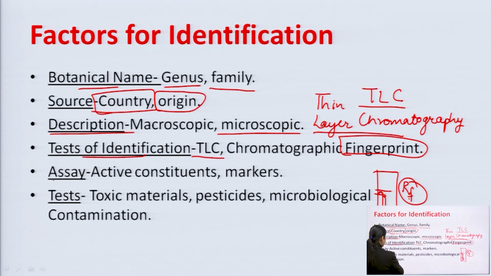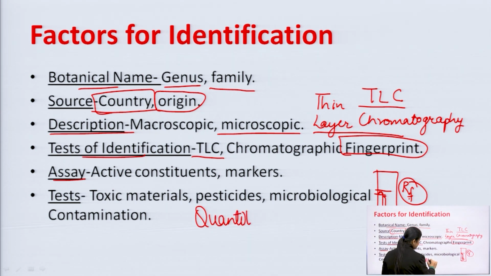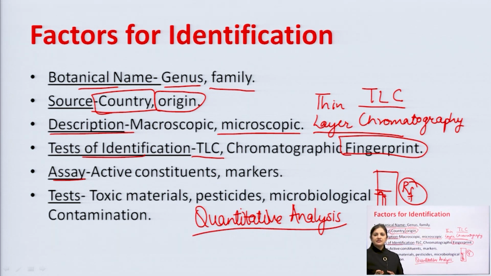Then assay. What is assay? Assay is basically a quantitative analysis. With it you identify which component is present in what amount in that plant part. The procedure of assay for a plant you get from the official pharmacopoeia literature. So for that you also need the marker. Marker means the pure compound.